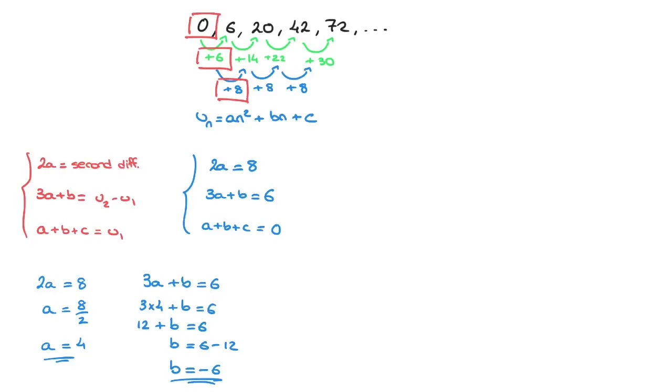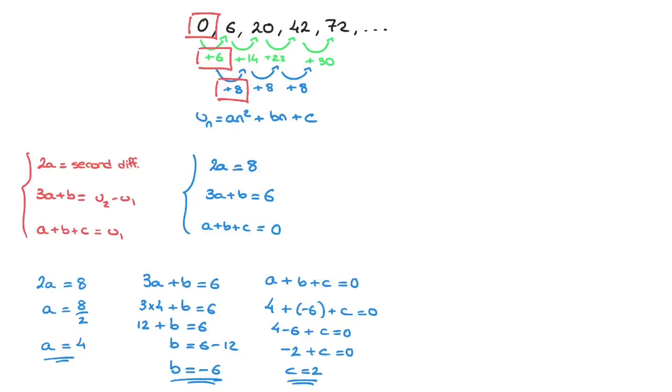We now have b as well, so we move on to the third and final equation. That's a plus b plus c equals 0. Now, we saw that a was 4, plus b, which is negative 6, plus c equals 0. Now, 4 plus negative 6 is 4 minus 6, plus c equals 0. And 4 minus 6, well, that's negative 2. So we have negative 2 plus c equals 0. And finally, c must equal 2.